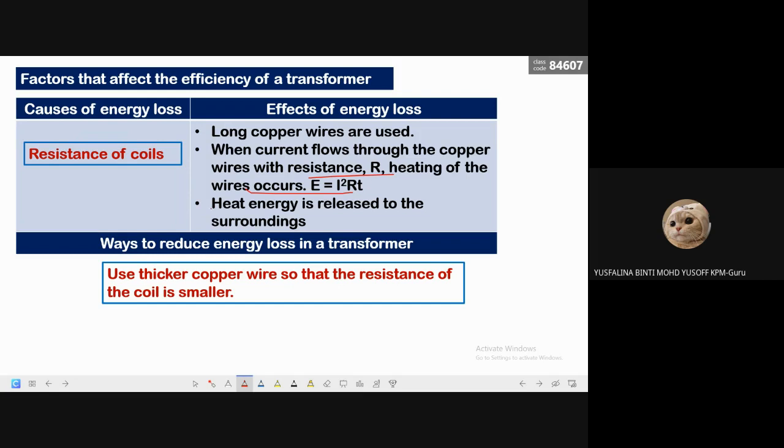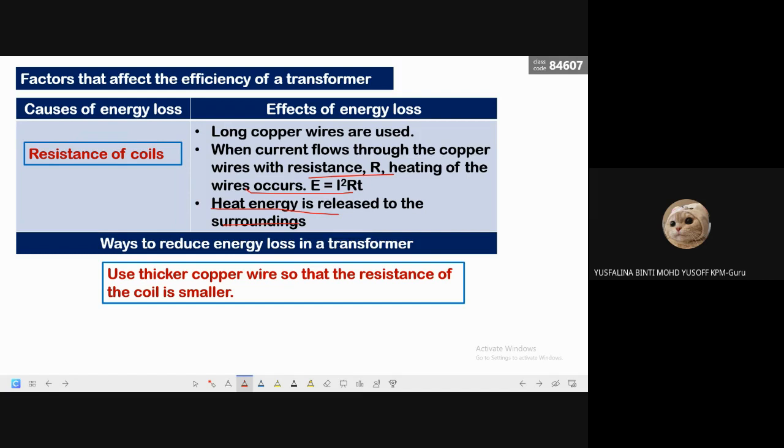Then, teacher, how can we reduce this one? Of course, we need 120 turns of copper wire, and of course it's long. So how can we make it short? If we make it short, then we don't have enough 120 turns. So we increase the diameter of the wire.